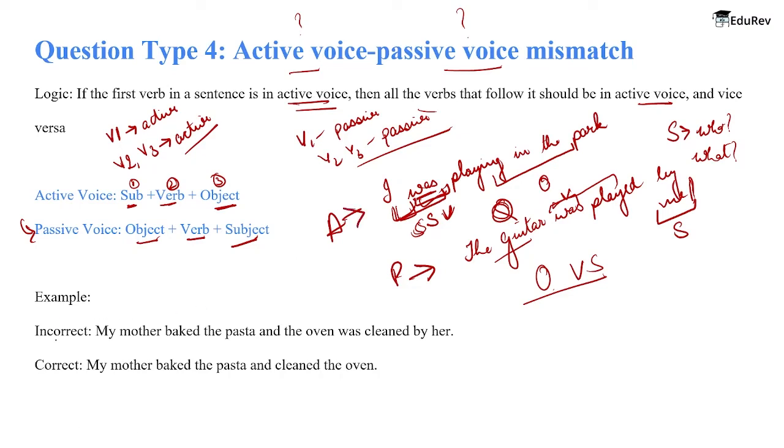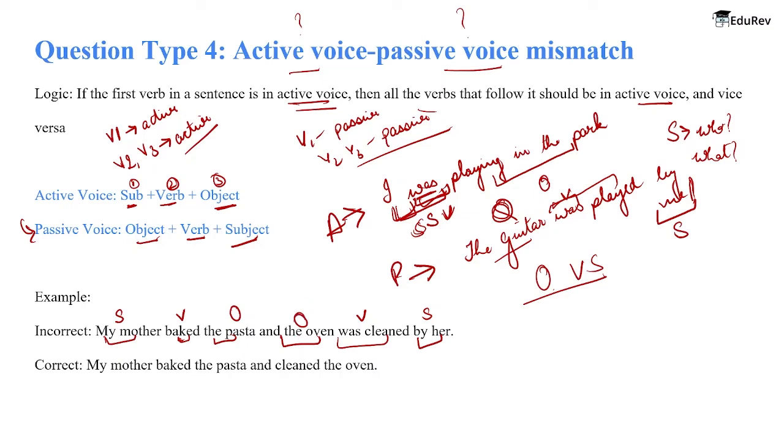If we talk about the example written here, it is, my mother baked the pasta and the oven was cleaned by her. In this sentence, my mother, who baked the pasta? My mother. What did she do? Bake. The object is pasta. So, subject, verb, object. And here, the oven was cleaned by her. Who cleaned? Her. This is subject. Was cleaned is the verb. What was cleaned? The oven is the object.